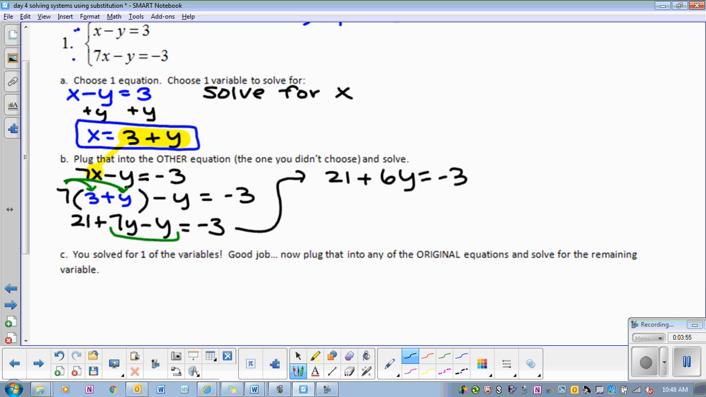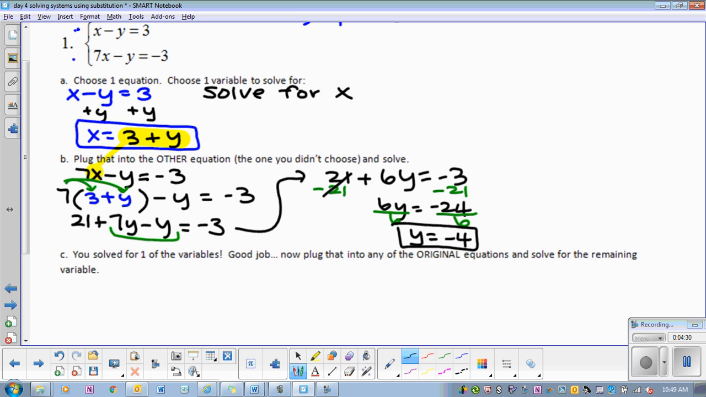Do you agree? Then you move the 21 to the other side. We're solving for y, so minus the 21. Then you have 6y equals negative 24. And then what? Divide by 6. y equals negative 4.